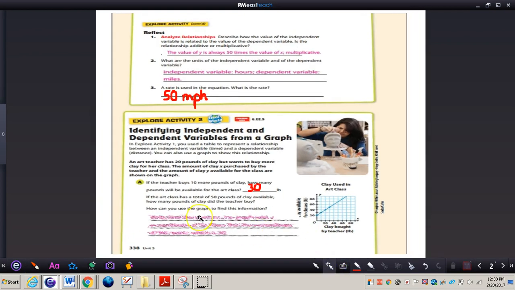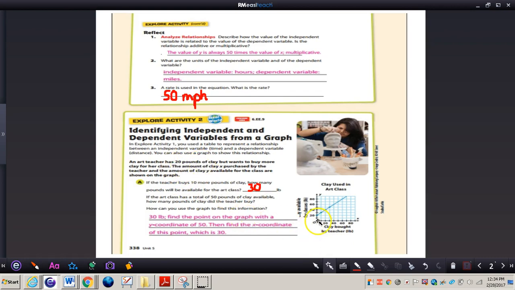Now let's take a look at the explanation. We want to find the point on the graph with the y-coordinate of 50. We can see on our graph, and even in your book, the y-coordinate is 50. And then we find the x-coordinate at this point, which is 30. So we can see clay bought by teacher is 30 pounds. Available to class is a total of 50 pounds. Why is it 20 pounds more? Because remember, the art teacher started out with 20 pounds.